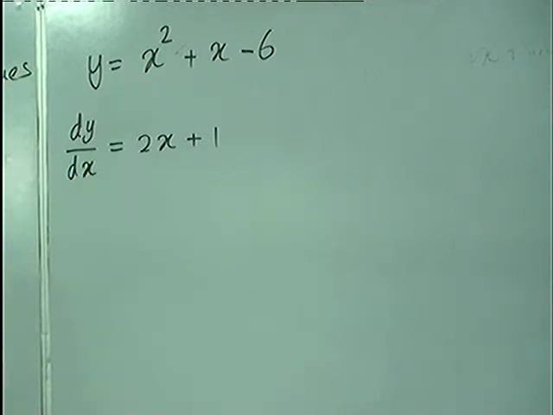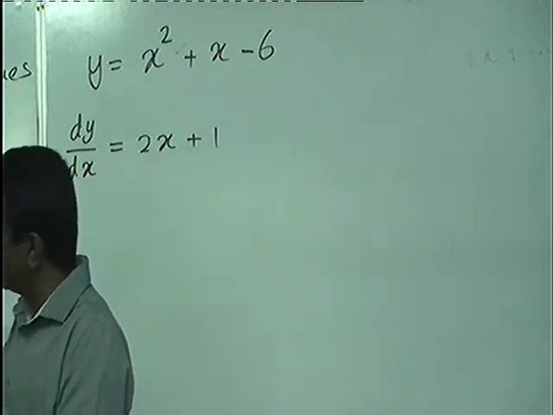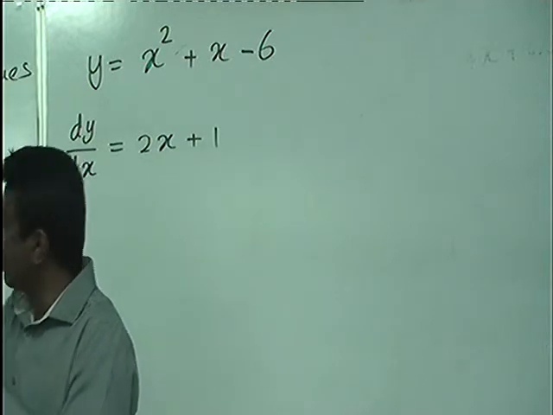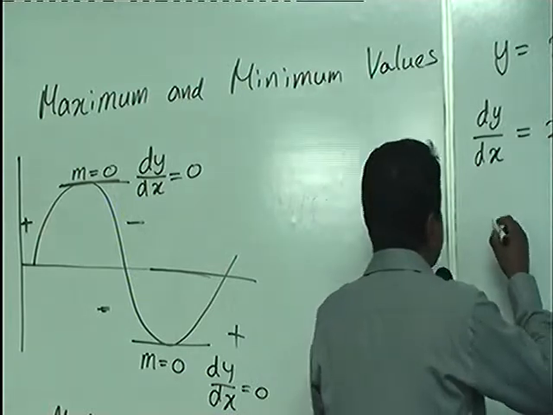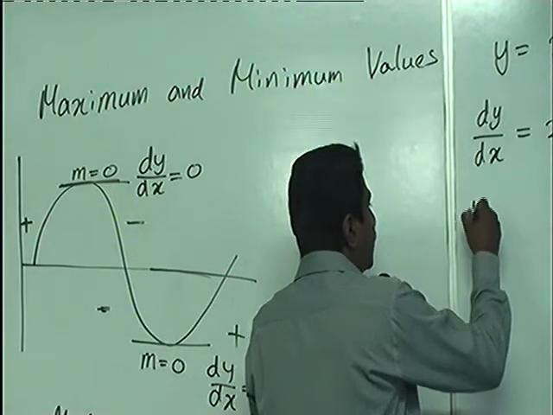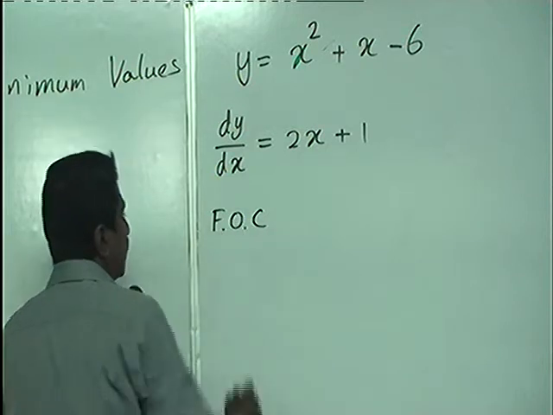2x plus 1. So we did at the maximum or minimum point. What is the condition? Our condition here, at the maximum or minimum point dy by dx equals 0. So we put that condition, we say first order condition, FOC.